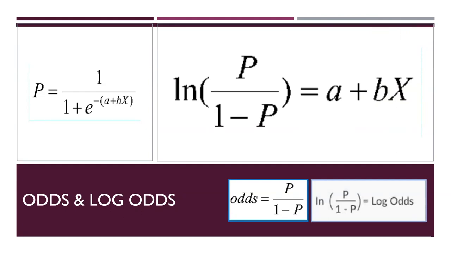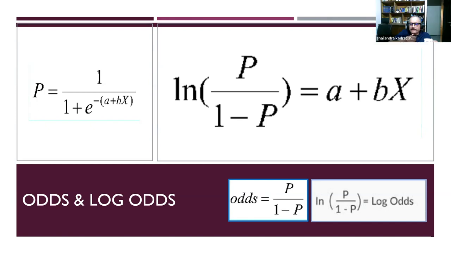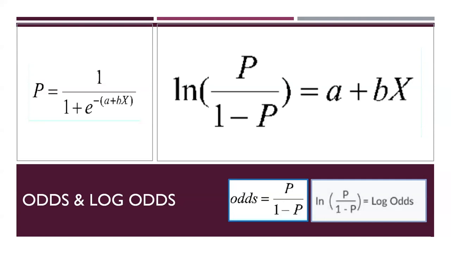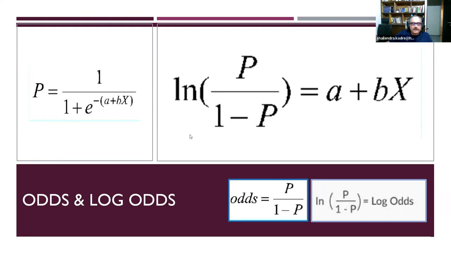Actually, a plus bx is a linear function. It's a linear function, yeah. And on the left hand side, it's a log function. So will it not mean we are trying to map a linear function with a log function? Will it not create any problem? No, it is not creating any problem.